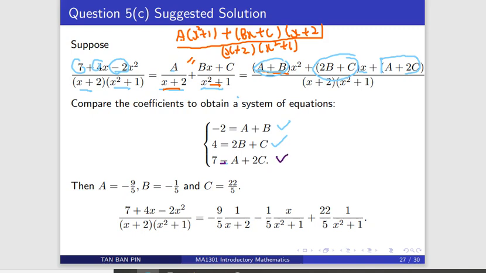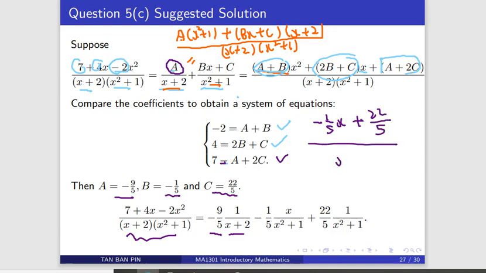Then after that, you just solve the simultaneous equations. You get A is minus 9 over 5, B is minus 1/5, C is 22 over 5. So after that, you can say the given fraction is actually minus 9 over 5 times 1 over x plus 2, plus minus 1/5 x plus 22 over 5, over x squared plus 1.